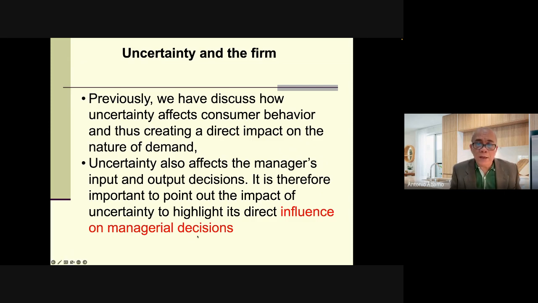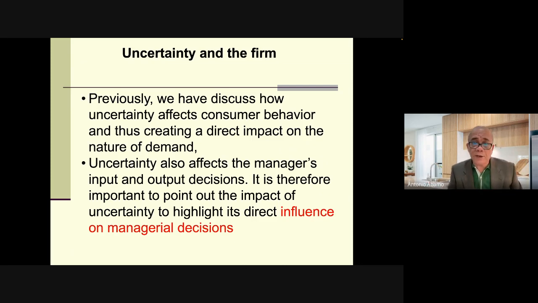In this particular situation, we would like to discuss how uncertainty also affects managers' input and output decisions. Therefore, it is important to note the impact of uncertainty to highlight its direct influence on managerial decision. Remember that managers of the firm are also buyers. Buyers of what? Inputs. They buy inputs and convert them into output.